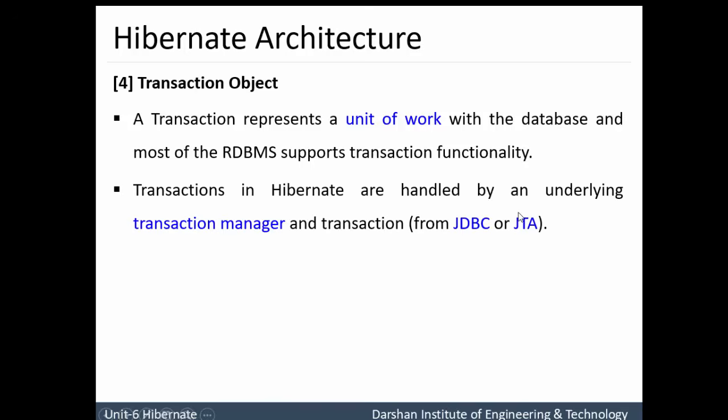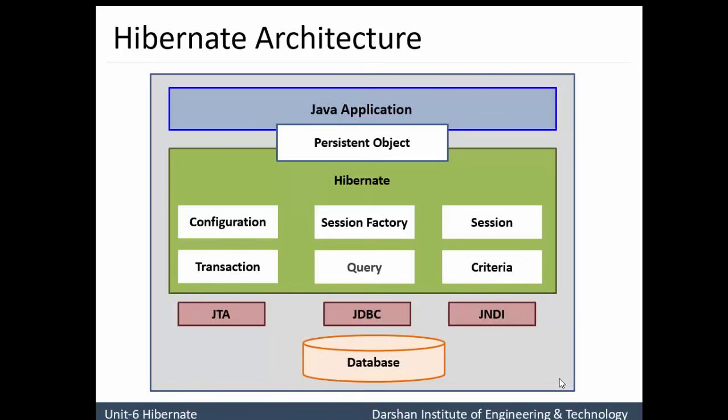Transactions in Hibernate are handled by an underlying transaction manager, for example JTA, and transactions from JDBC or JTA. So JTA is the Java Transaction API, which handles transactions between an object-oriented program and an RDBMS with the help of the Java Transaction API. The next object is the query object.